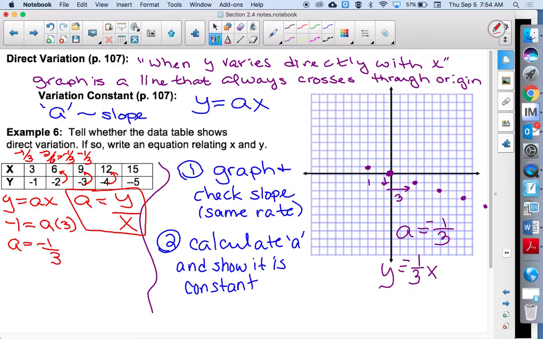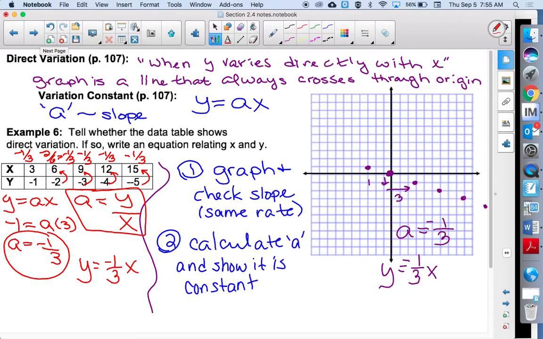y divided by x, negative 4 divided by 12 is negative 1/3, and finally y divided by x, I'd get a negative 1/3. So you're looking at each pair of values and proving that they create the same value every time. And if that is the case, then my a value is constant, and I could use that a value to write the equation. Y equals negative 1/3 times x.